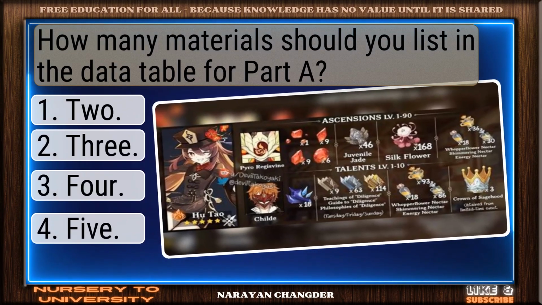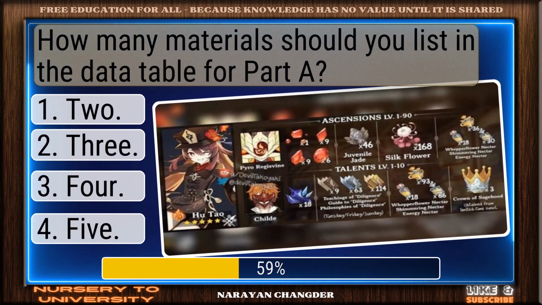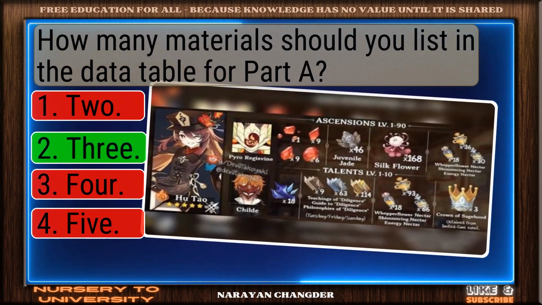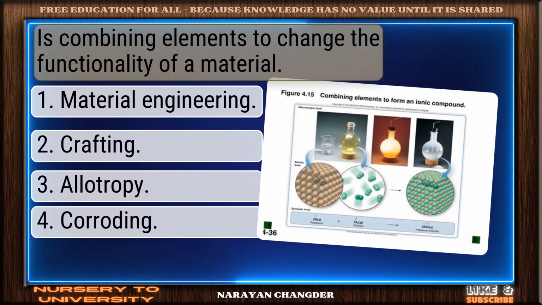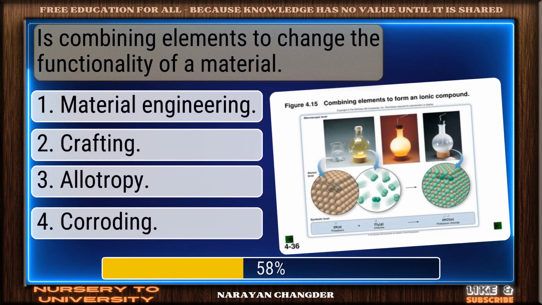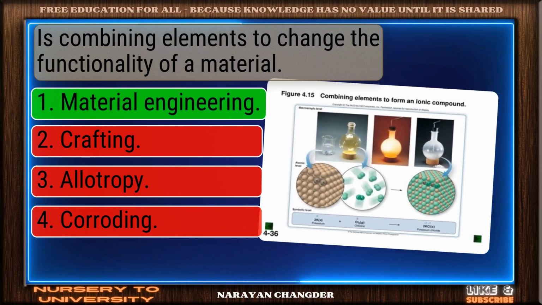How many materials should you list in the data table for part? Great thinking. 3 is the right choice. Is combining elements to change the functionality of a material? Well done. Material engineering is the right choice.